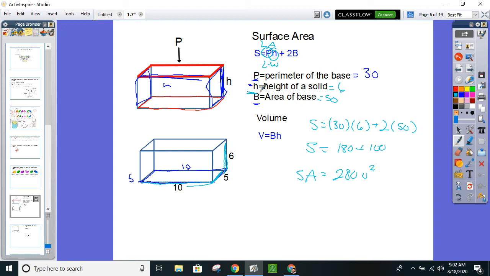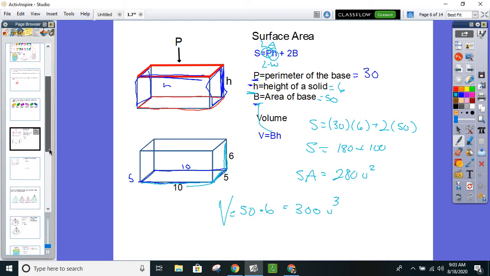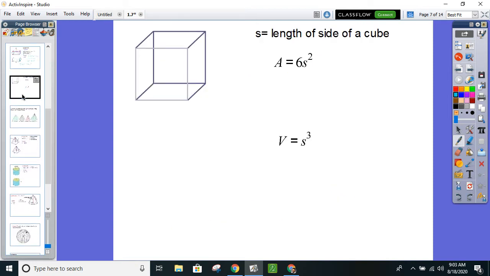All right, let's look at volume. Volume is so much easier. These letters still represent the same thing. Big B stands for area of the base. H is the height. So we already have those numbers. Volume equals 50 times 6. What did we get there, class? Yeah, 300. Now with volume, it's units cubed, because volume is a three-dimensional measurement. You're looking at the width, height, length, and depth of a shape, the inside, all three parts, so units cubed. Good job.